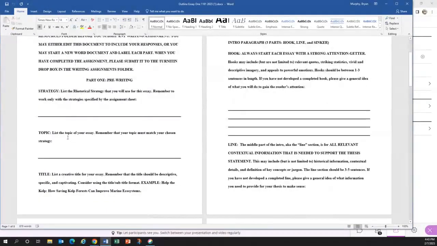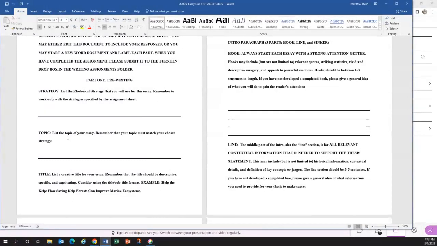Then you're going to list your topic. Remember, topics are largely open-ended. You can choose your own topic. By this point, I would say with the essay coming up, if you don't already have a topic, you need to probably reach out to me and ask for some help maybe, or maybe bounce some ideas off me. That would be preferred. But the topic has to match the chosen strategy, okay?